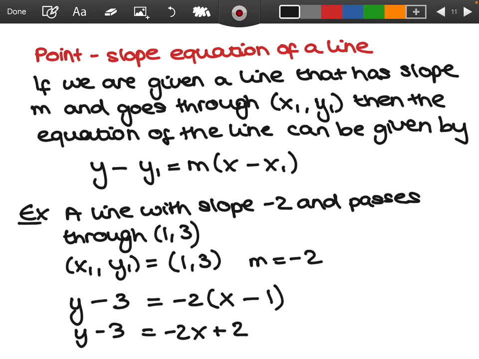Remember, -2 has to multiply everything that is in those parentheses. People sometimes forget and only multiply it out into one of those terms, but it's got to multiply every term in those parentheses. Then we rearrange, and that's going to give you y is equal to -2x plus 5. So I've just added 3 to both sides, and that is my equation for the line.